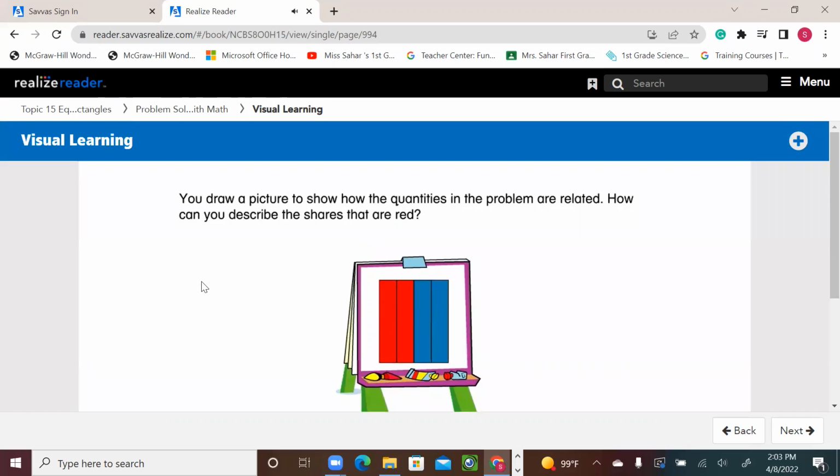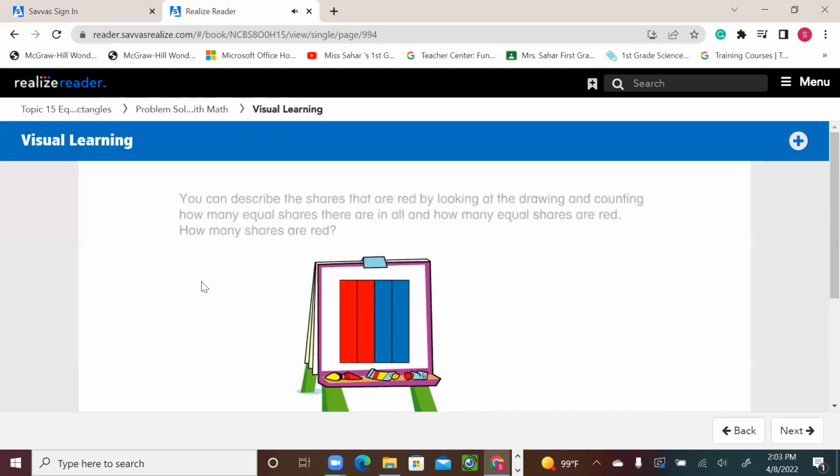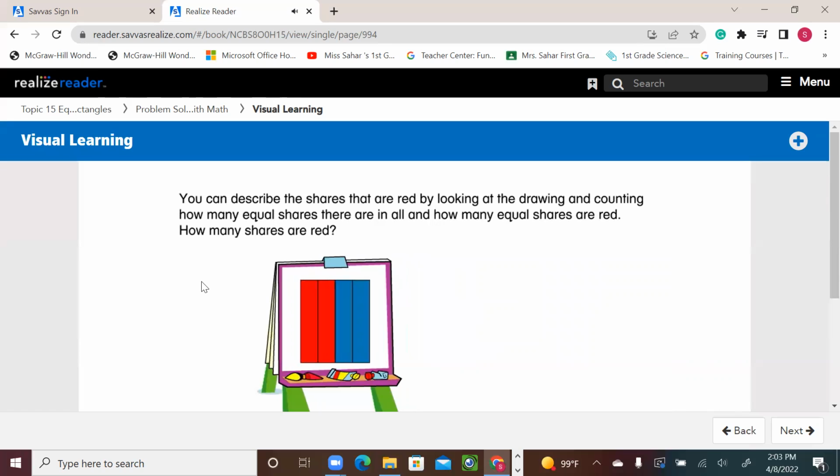You draw a picture to show how the quantities in the problem are related. How can you describe the shares that are red? You can describe the shares that are red by looking at the drawing and counting how many equal shares there are in all, and how many equal shares are red. How many shares are red? Select your answer.